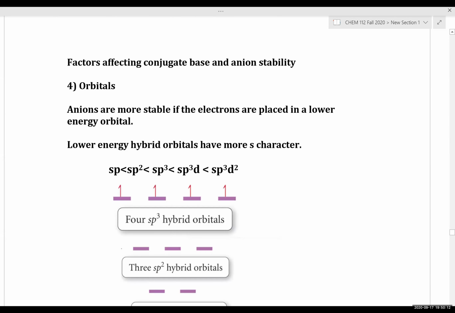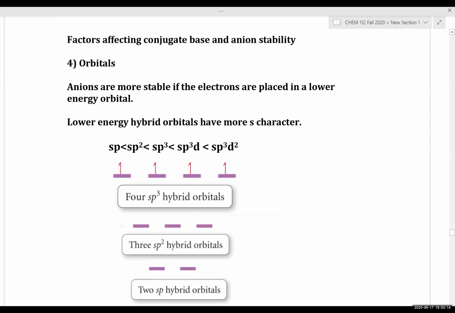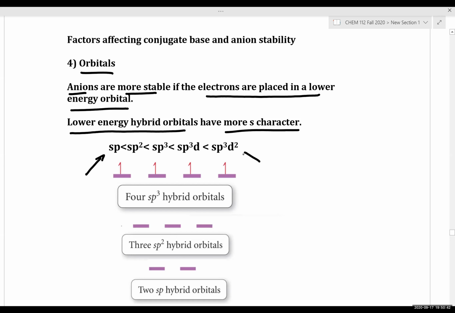Now, there's another effect that I'd like us to consider, which is orbital effects. Orbital effects can help us rationalize the difference in acidity between an alkane, alkene, and alkyne proton. We know that anions are more stable if the electrons are placed in a lower energy orbital, right? And we know lower energy hybrid orbitals have more s character, right? So the sp orbital is the lowest in energy, and the sp3d2 orbital is the highest in energy, in general.